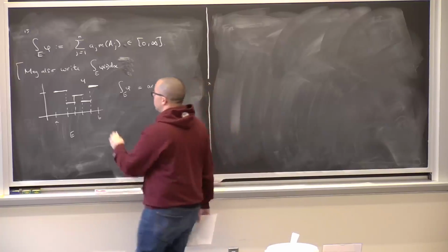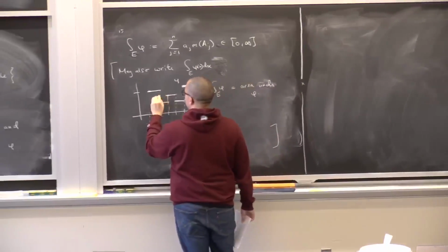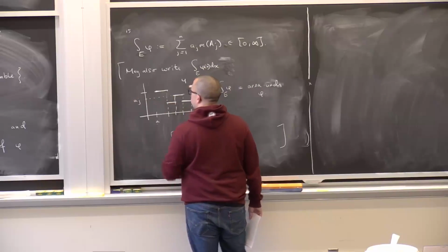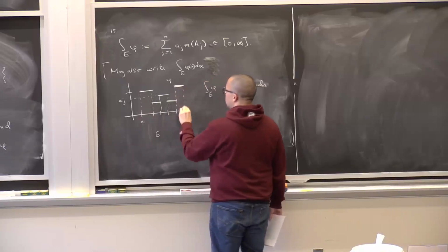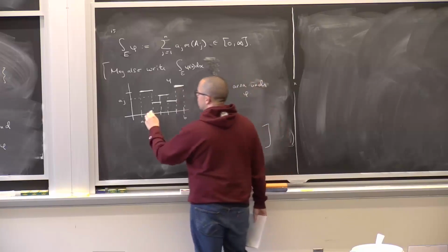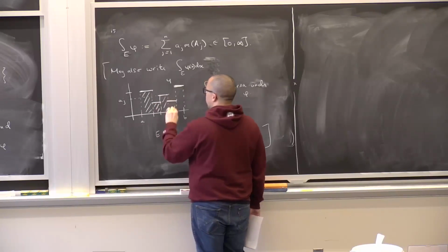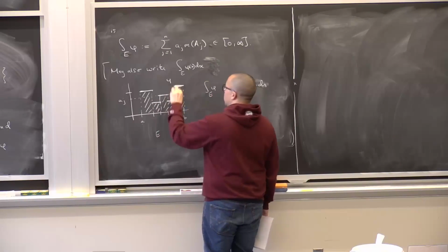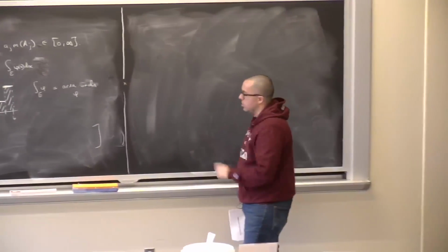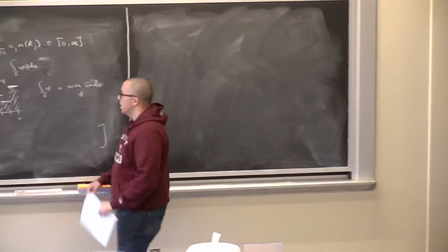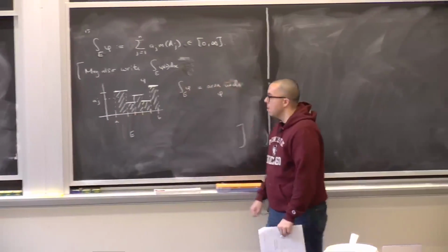This integral equals the sum of, so this would be A_j. Then how I've defined the Lebesgue integral, it spits out the area underneath this simple function that is taking these values on these intervals. Okay? I hope that's clear.